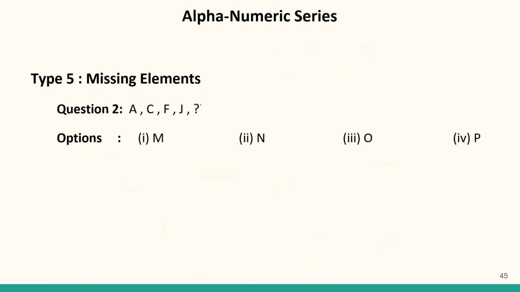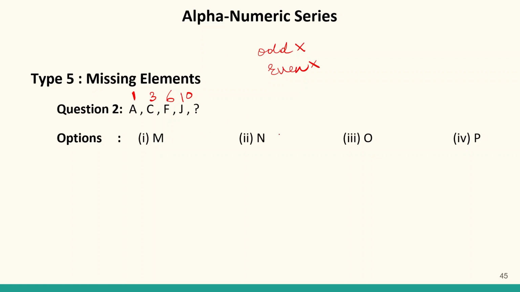Then missing elements again. A is positioned at 1. C is positioned at 3. F is positioned at 6. J is positioned at 10. Is this an odd number series? No. Is this an even number series? No. I can't find the logic.